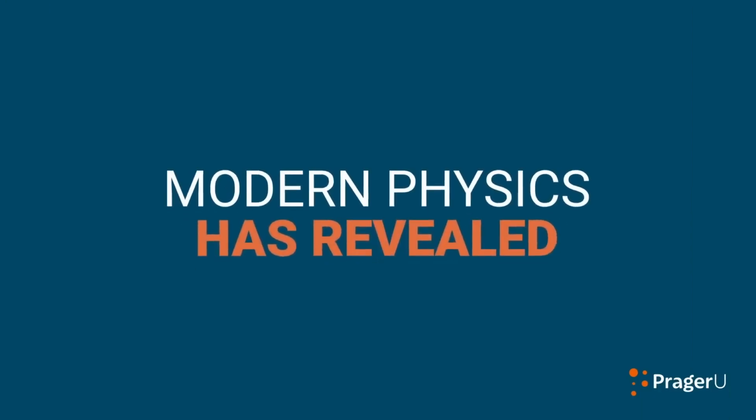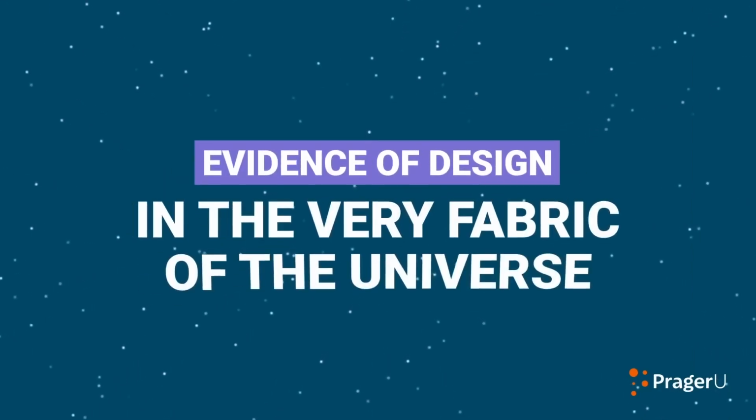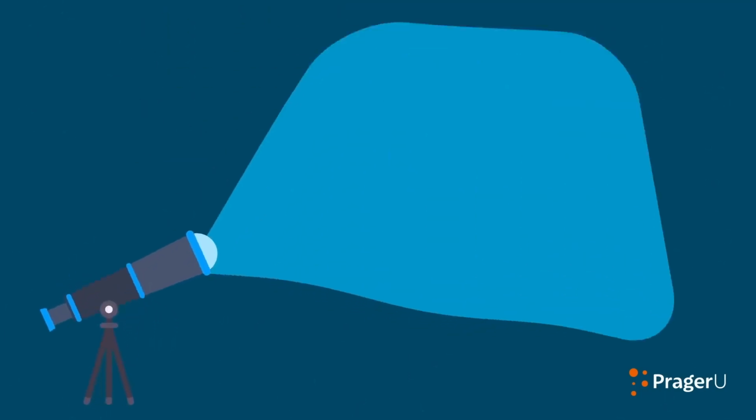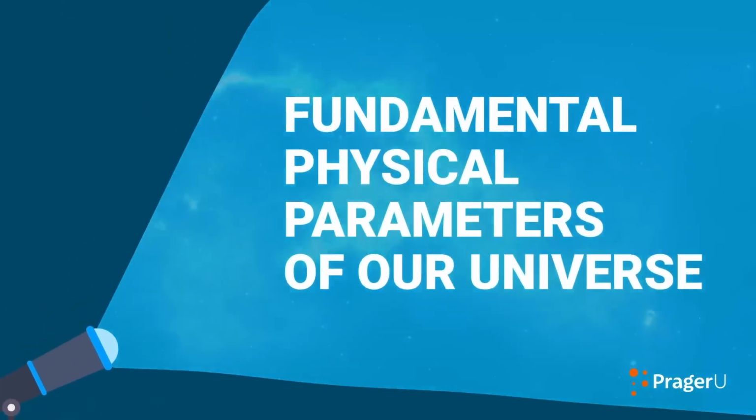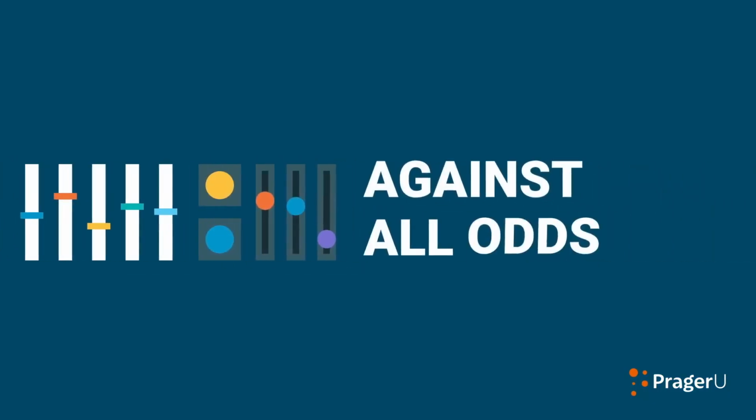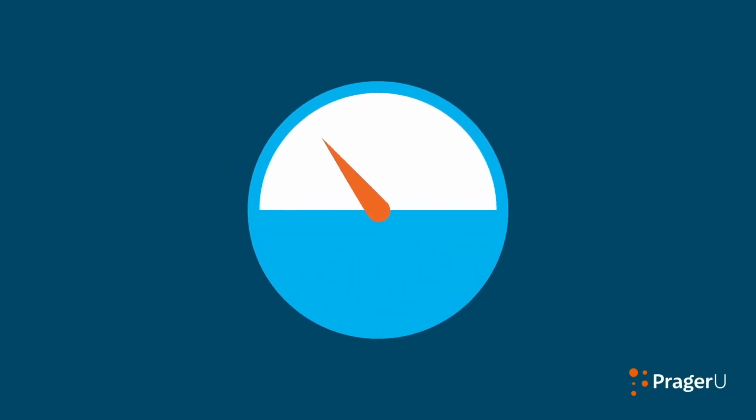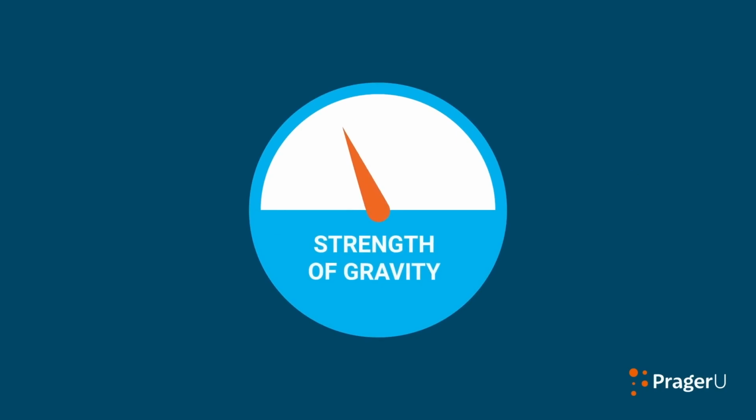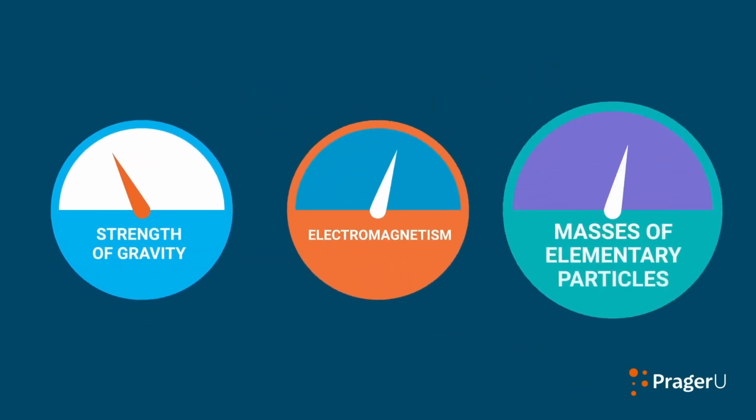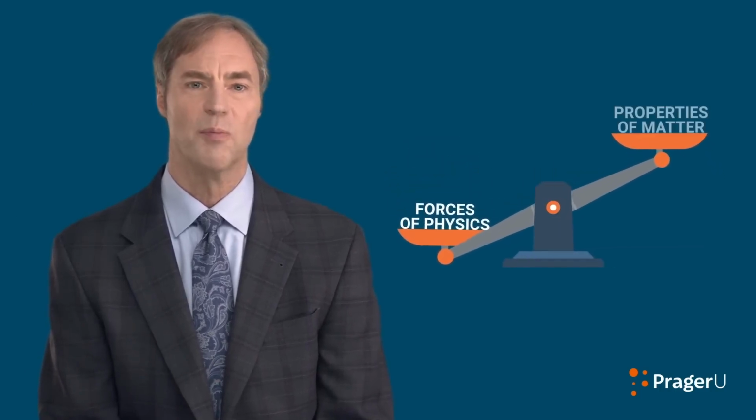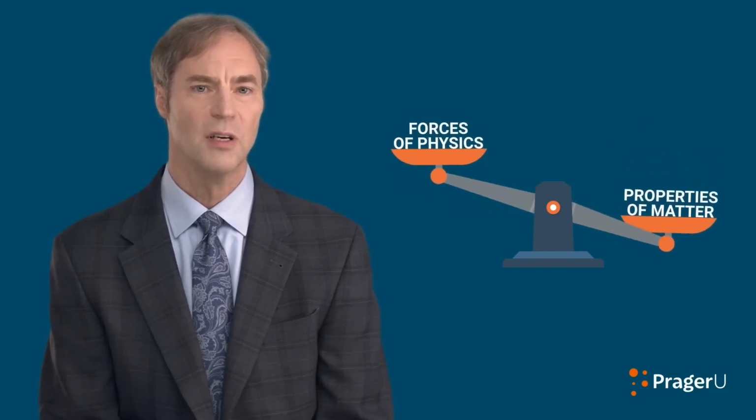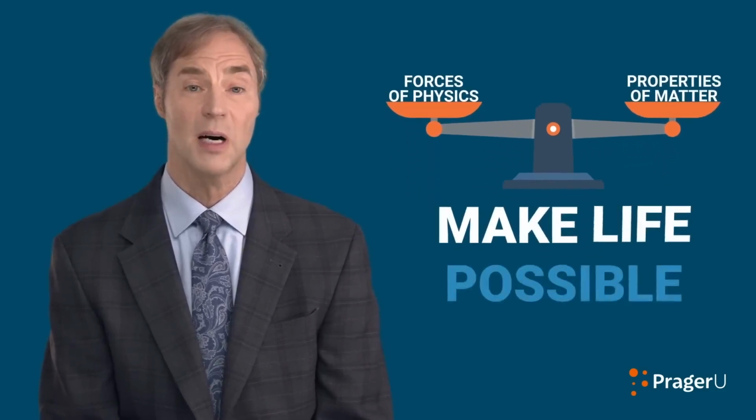Modern physics has revealed evidence of design in the very fabric of the universe. Physicists have discovered that the fundamental physical parameters of our universe have been finely tuned, against all odds, to make our universe capable of hosting life. Even the slightest alterations in the values of key factors, such as the strength of gravity or electromagnetism, or the masses of elementary particles, would render life impossible. We live in a kind of Goldilocks universe, where the fundamental forces of physics have just the right balance, and the properties of matter have just the right characteristics and configurations to make life possible.